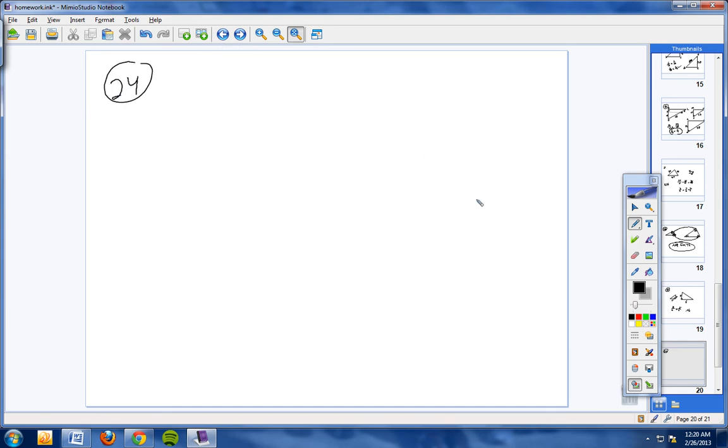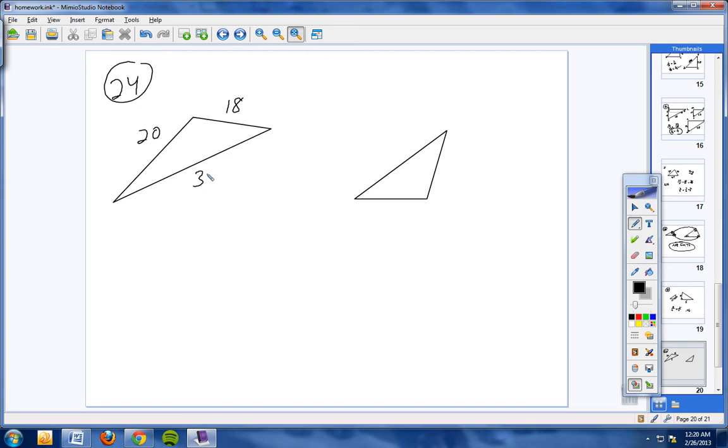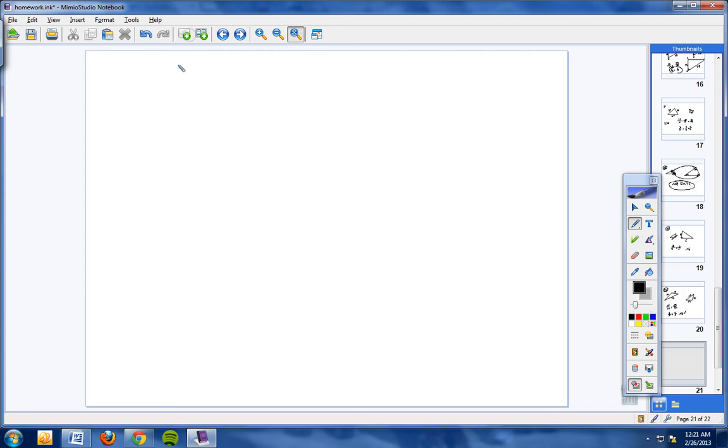All right, number 24. They look like this and this and this. 18, 20, 32, 14, 15, and 24. Looks like we're going to have to try the old side, side, side similarity. So the smallest side over here is 18, which goes with the smallest side over here, which is 14. Reduce that, and you get 9/7. The next side length over here would be 20, and that would correspond with 15. There's no way 9/7 is going to work. If you reduce this, you'll get 4/3. So no.